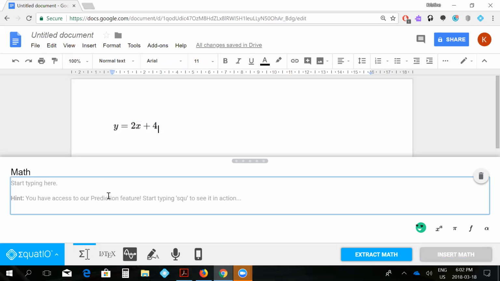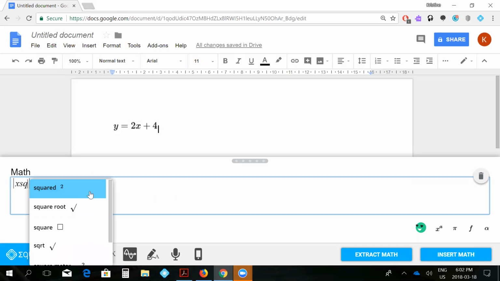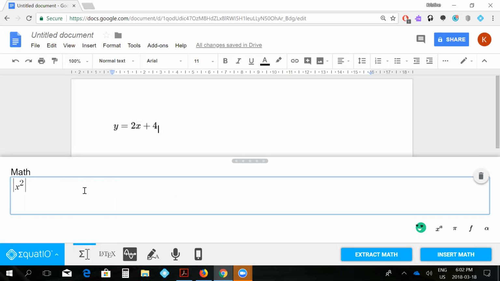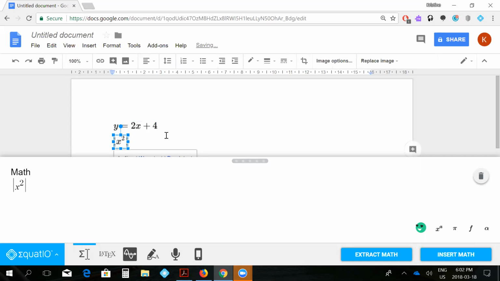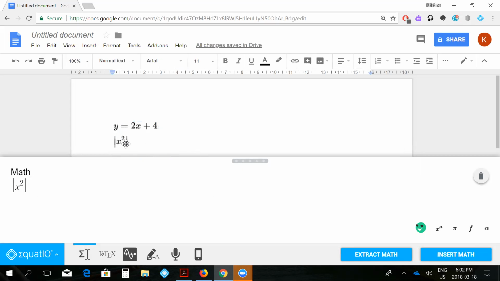So for example, I'm going to say absolute value of, and then I can put x. And then I can also put an exponent, so I'm going to put a squared right there. So then I can also insert that. So I'm going to press enter, so my equation will go in the bottom. And there we go. So the absolute value of x squared.